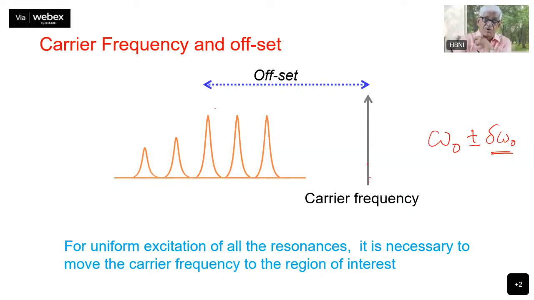Then, with your offset, the spectrometer frequency will now be at this point. It will produce the same power. So it's basically shifting the frequency, not changing the power. The power will remain the same. It is only shifting the frequency. That is why you call it the offset of the carrier frequency.